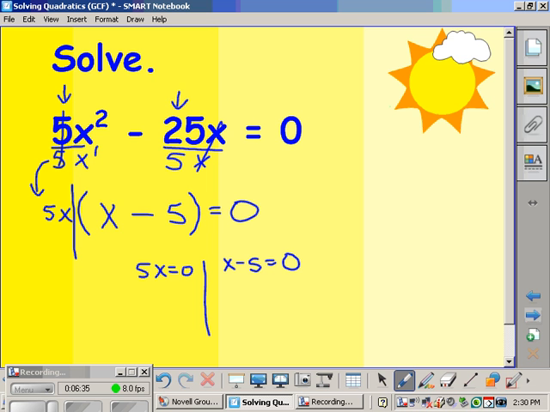Now whenever you only have an a and a b in a quadratic equation like we do in these examples, and you're factoring out the GCF, one of your x-intercepts should always be 0. So you'll notice here when we divide by 5, 0 divided by 5 is 0. Our second one, if we add 5 to both sides, is 5. So our two solutions, or x-intercepts, are 0 and 5.